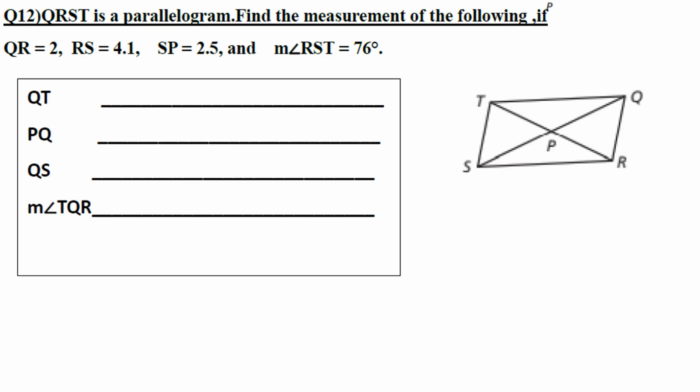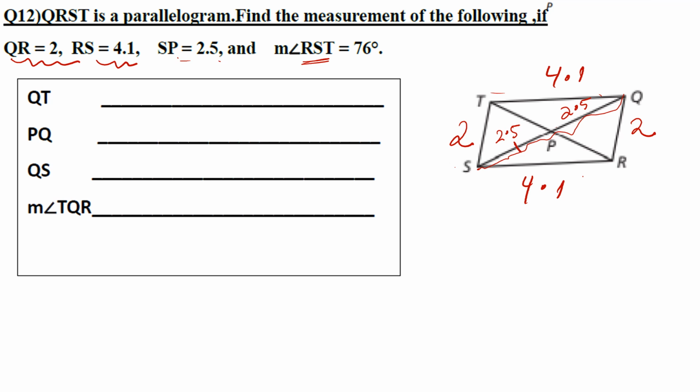Next question. So again, before solving this question, let's write out all the information. So QR equals 2. So definitely TS is also 2. RS is 4.1. So if RS is 4.1, then definitely the opposite side TQ will also be 4.1. SP is 2.5. So SP is where here? It is 2.5, right? So definitely QP will also be 2.5. So in that case, QS will be 5. 2.5 plus 2.5 will be 5.